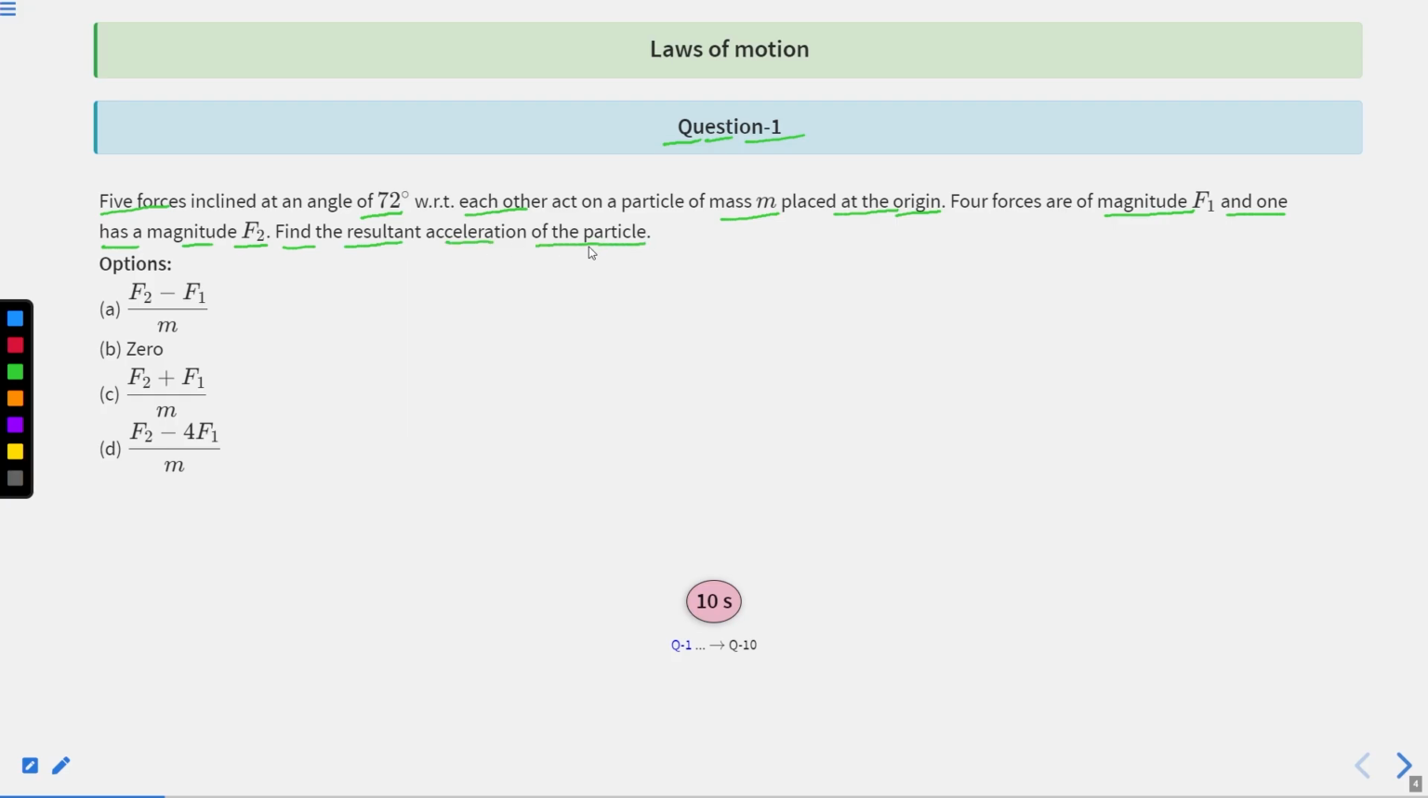The given options: option A is (F2 minus F1) divided by m, second option is 0, third option is (F2 plus F1) divided by m, and last option is (F2 minus 4F1) divided by m. Which one is correct? You have 10 seconds to solve this question. After that, we will provide the solution.